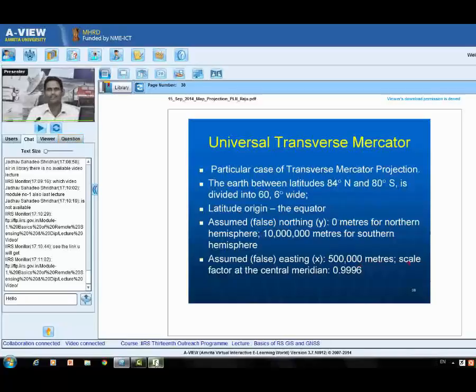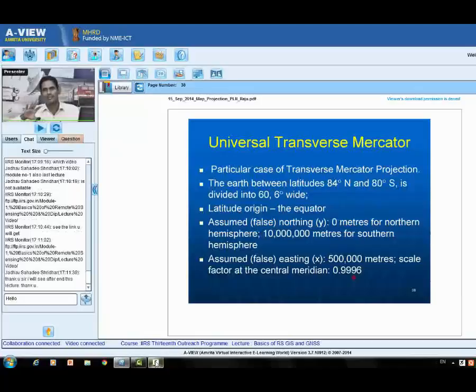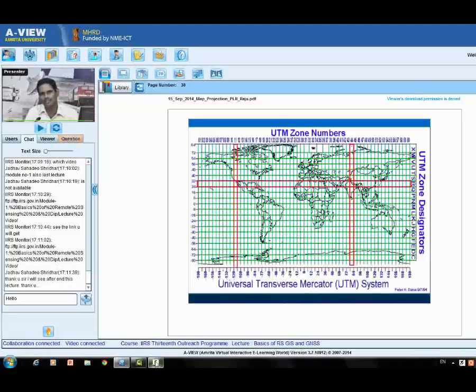Assuming the false easting will be 500,000 meters, the scale factor at the central meridian is 0.9996. The distortion when you are projecting is 0.9996. What I mean to say is that when you talk about UTM, you are taking some values so that when we calculate all your areas and distances, it will be exactly as per those values. So the minus and plus are avoided. That way we assume the false easting and northing for the Universal Transverse Mercator projection.